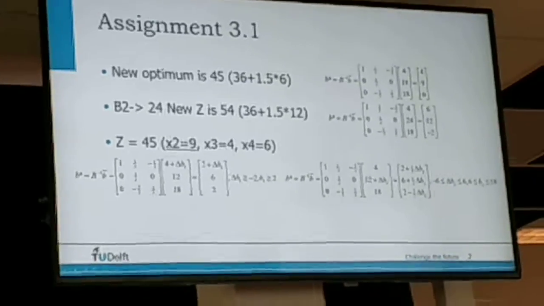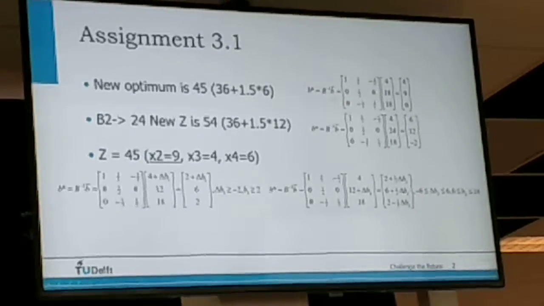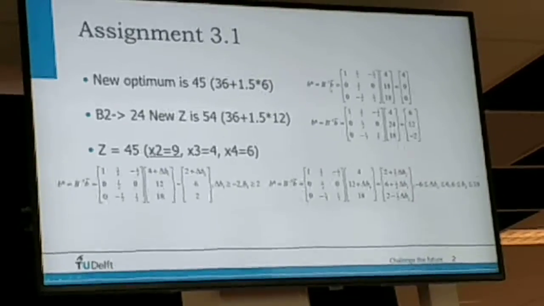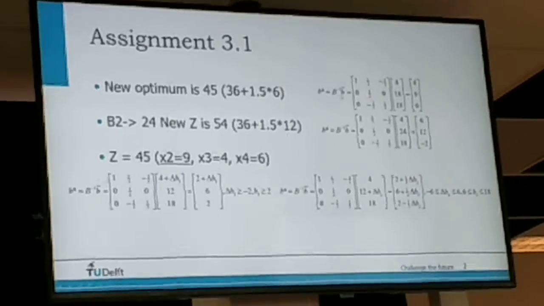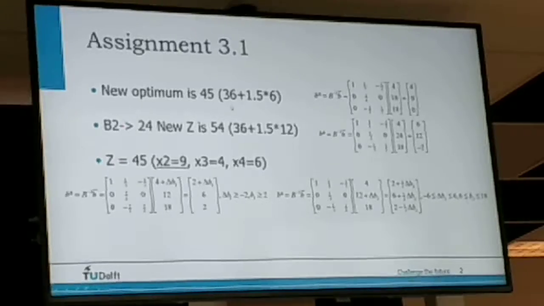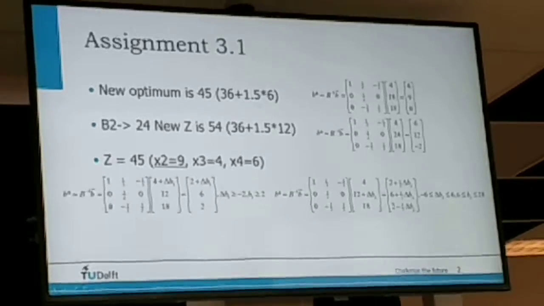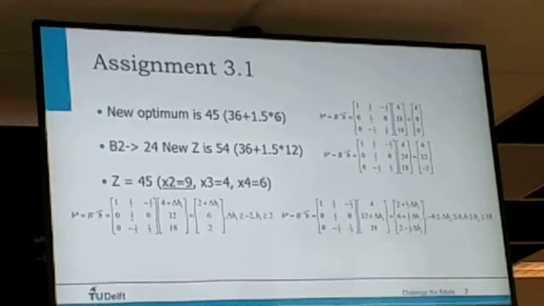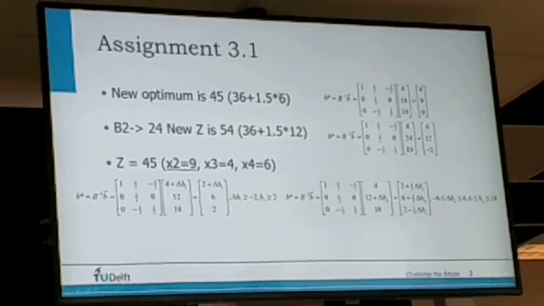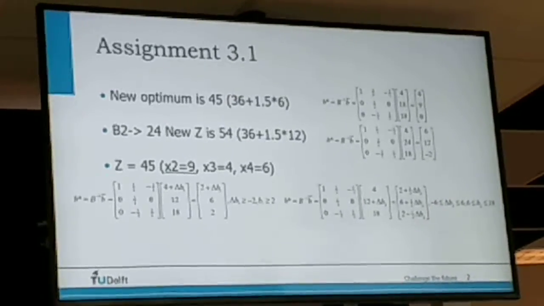So yes, the b star is b minus 1 times b. And if you want to recalculate the new objective, then what you have to do is take the shadow price for that constraint, which is 1.5, and we increase it by 6.